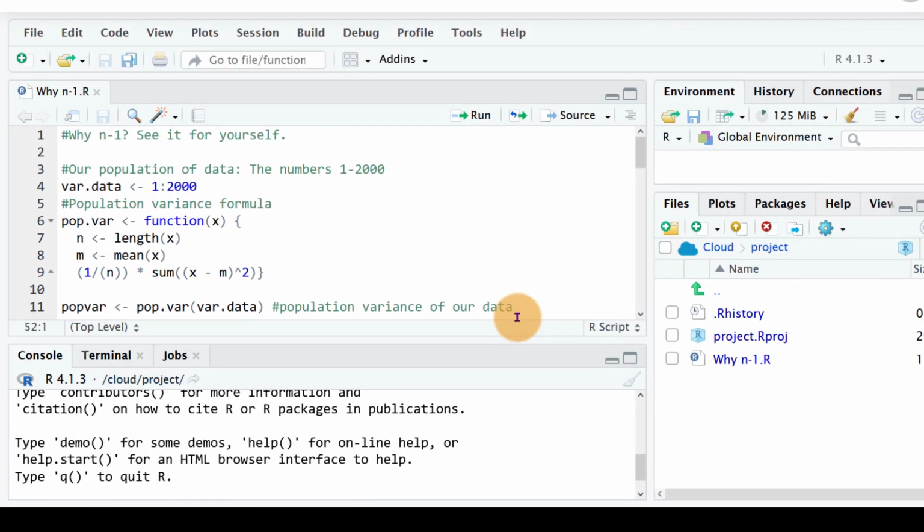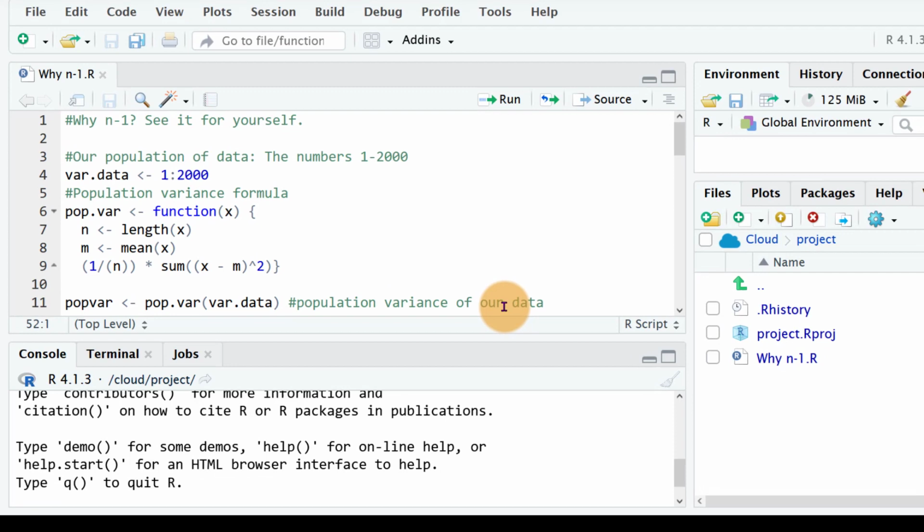So I'm here using Rstudio Cloud, and if you go to rstudio.cloud on the internet, you can set up a free account and you can play around with R without having to install it on a computer.